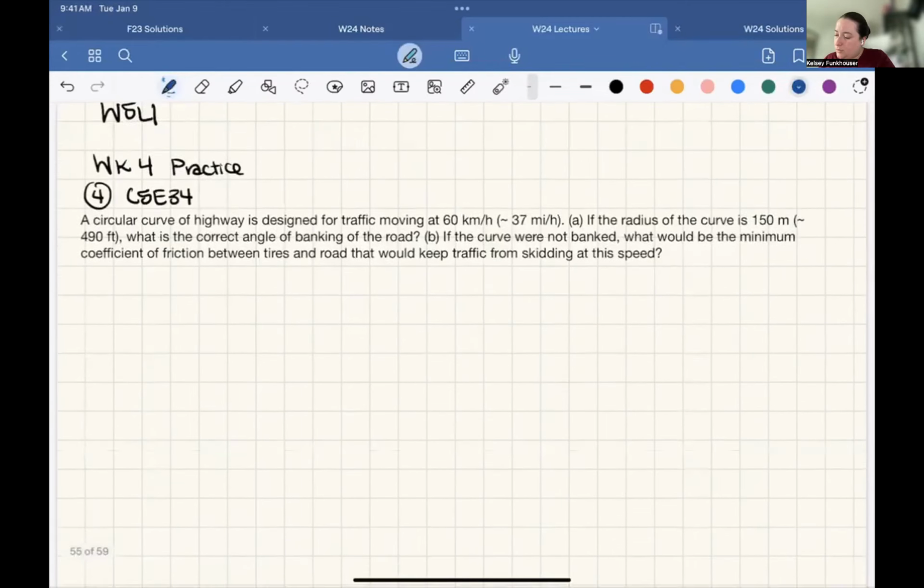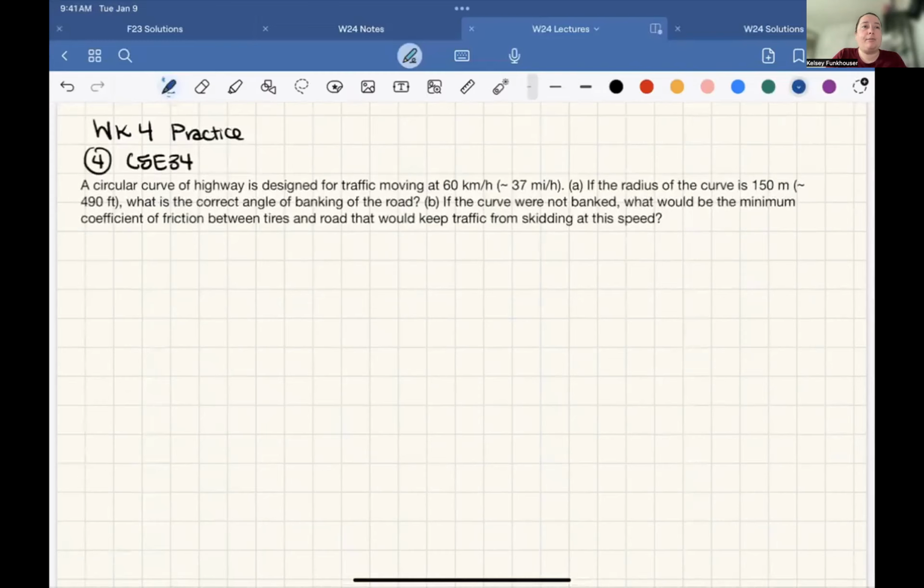Now we're going to do another problem, and it's not too long, so we should be able to solve it all the way. This is from the week 4 practice, question 4, which is from chapter 5, exercise 34. A circular curve of a highway is designed for traffic moving at 60 kilometers per hour. A, if the radius of the curve is 150 meters, what is the correct angle of banking of the road? And B, if the curve were not banked, what would the minimum coefficient of friction between the tires and the road be to keep traffic from skidding at this speed?